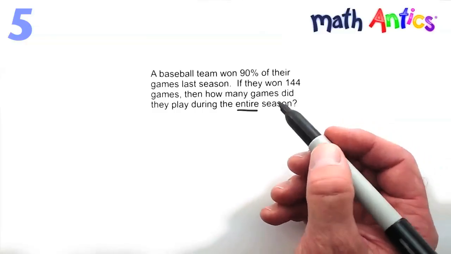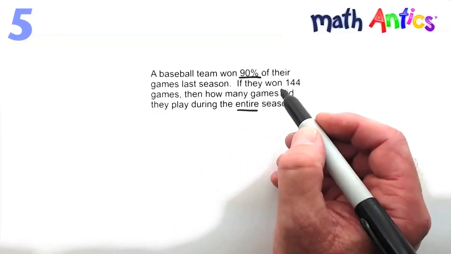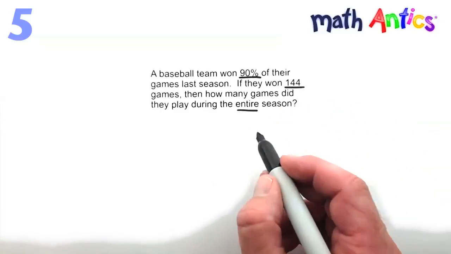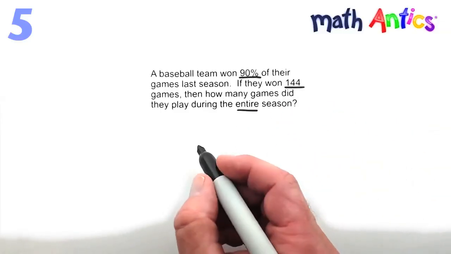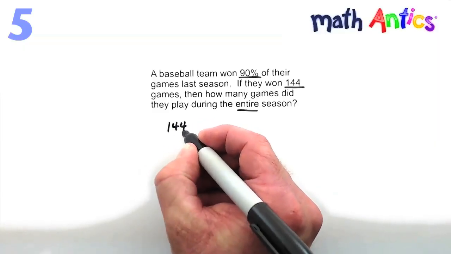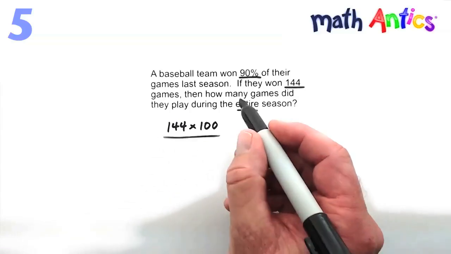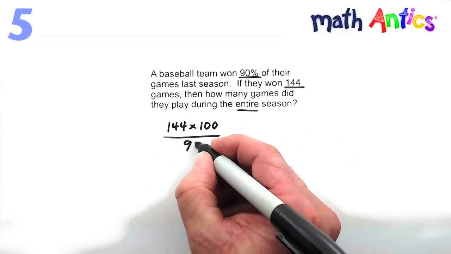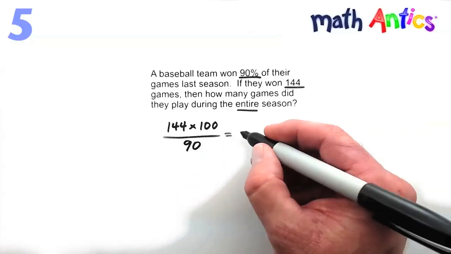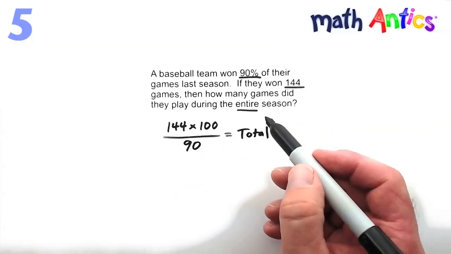Okay, so we know the percent, that's 90%, and we know that the part that they won was 144. So we'll plug these numbers into our equation, which says that we take the part, which is 144 for us, and we multiply it times 100. And we're going to divide all that by the percent. In this case, that's 90, a pretty high percent that they won. Doing that simple formula will give us the total number of games that they played for the season.